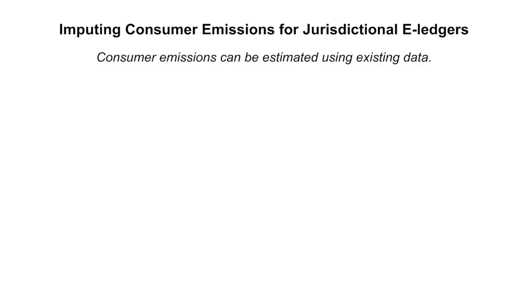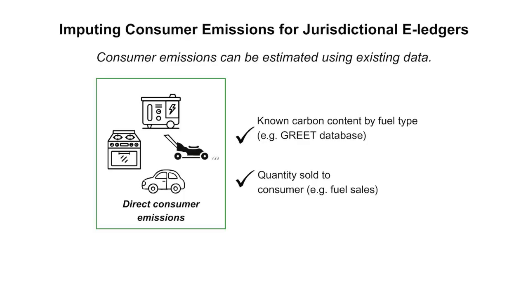Another question that might come up is, how are we going to even know what the emissions at the consumer level are? Who's going to actually record those direct emissions? Well, as a practical matter, most direct emissions at the consumer level are those associated with the use of internal combustion vehicles for, say, personal driving, or the use of fossil fuels in generators or in lawnmowers and things like that.